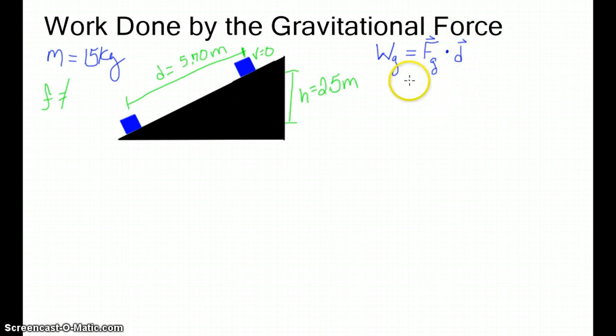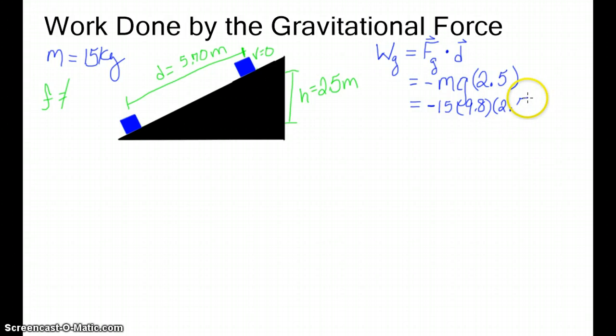Now the distance that's in the direction of travel is going to be 2.5 meters. That was broken out for us. So we know that this is going to be negative the mass of the crate, the cheese wheels in the crate, times gravity, times that 2.5 meters that we were given. So we're going to have negative 15 times 9.8 times 2.5, and that's going to be negative 367.5 joules.